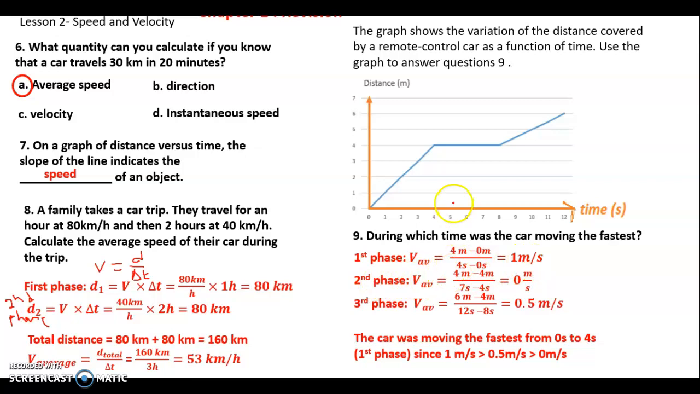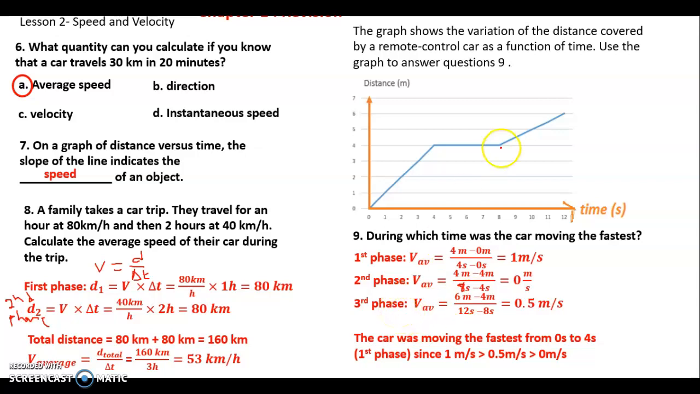Now in the second phase, no further distance is covered, so 4 meters minus 4 meters over the duration, it started at 4 seconds and ended at 7. It is 8 here, sorry, so it's 8 here. Anyway, it will remain 0 because 0 over a number is 0 meter per second. There was no motion, no further distance is covered in the second phase.